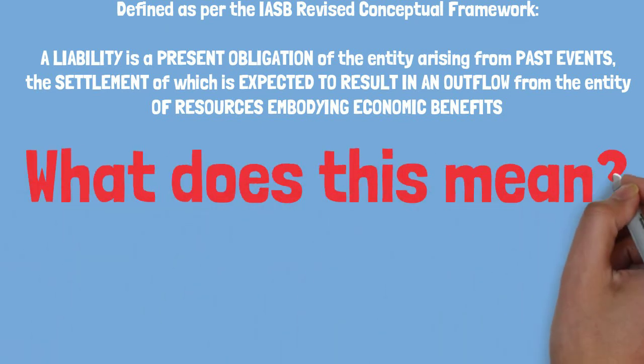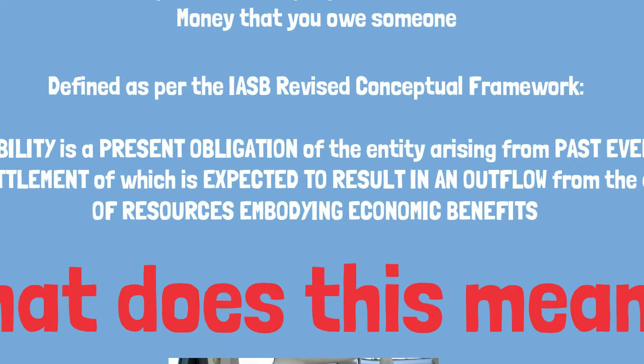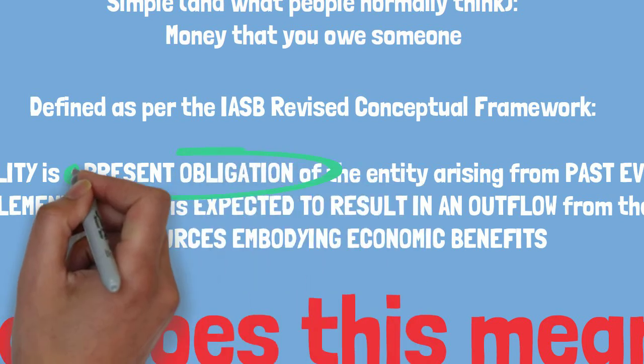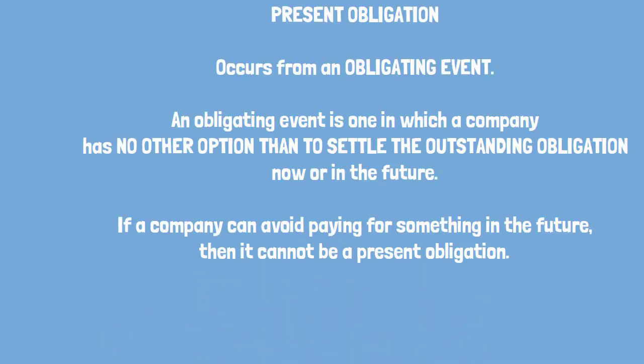And again, just like assets, what does that mean? But let's go through the different parts of this and see if we can decipher it. So let's start with present obligation. A liability is a present obligation. So what is a present obligation? Well, this occurs from an obligating event.